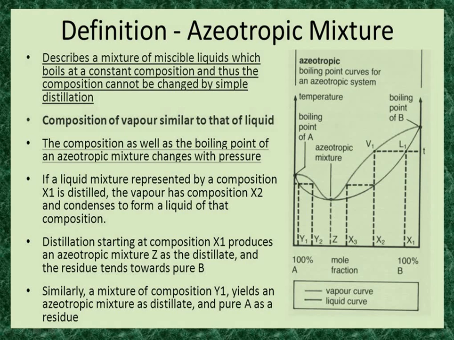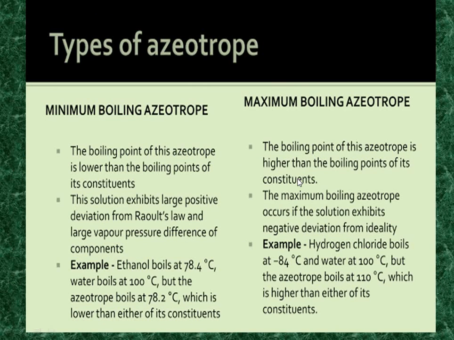So here we can say that if we have a component A liquid and a component B liquid, A boils at this temperature and B boils at this temperature. Both have different boiling points, but when we mix them in a fixed ratio or mole fraction, the mixture has a boiling point very much different from the boiling point of A or of B. So at this point we have an azeotropic mixture.